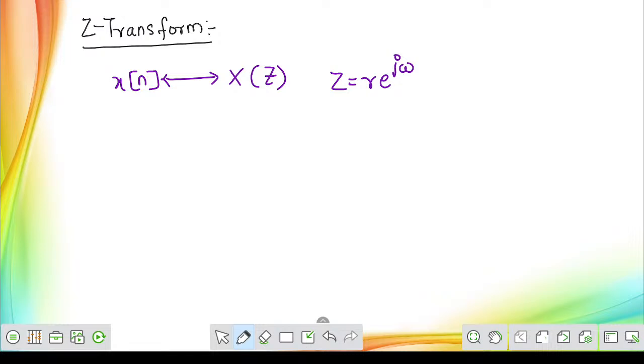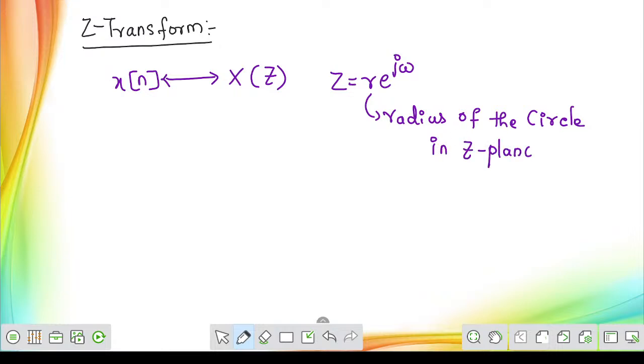So we can write it as r into e power j omega, where r is the distance from the origin in z plane, or we can say simply the radius of the circle in z plane. R indicates the radius of the circle that we are going to draw in z plane. That is the meaning of R. Since in Z transform, we are trying to maintain the value of R equal to 1, R equal to 1 is the point at which we are trying to bring the stability of any system. Later, we will conclude these things further.